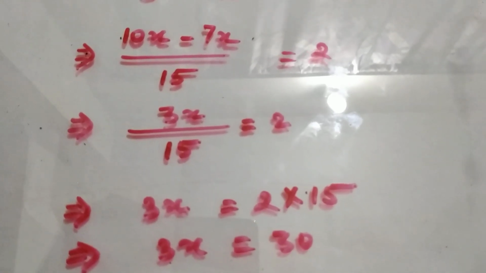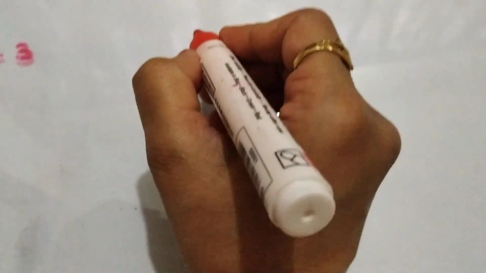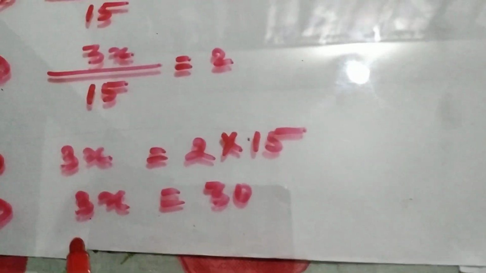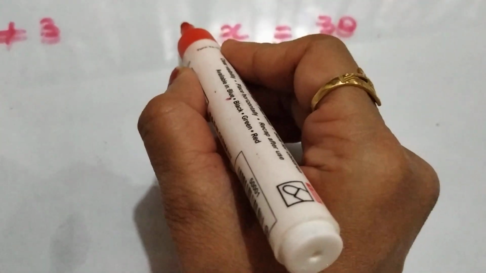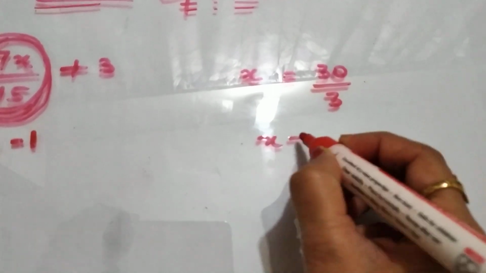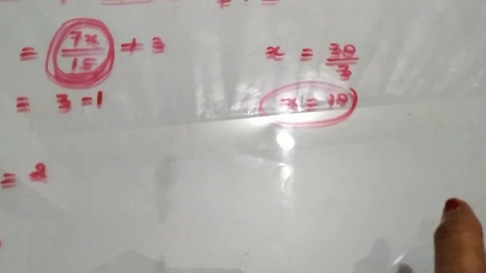Now you know whenever we are solving a linear equation, we have to leave x only in the last. x equals to 30 by 3. 3 is in multiplication here. Whenever 3 is transposed to the other side, we divide by 3. So x is equal to 10. That means it is a simple and easy trick to solve a linear equation.